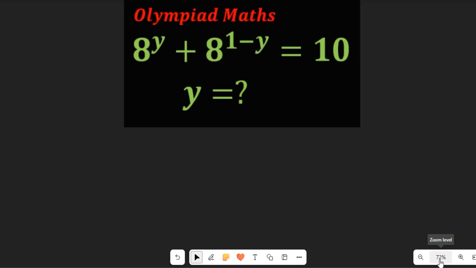Hello, let's solve this nice Olympiad mathematics question. We're asked to solve for y in a to the power of 9y plus a to the power of 1 minus y equal to 10.